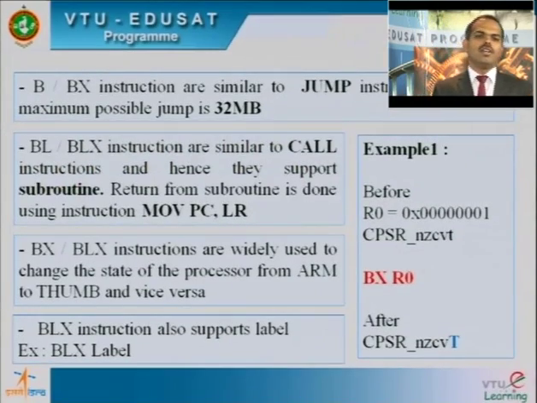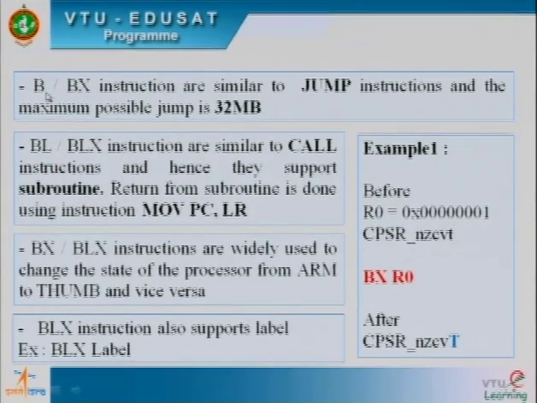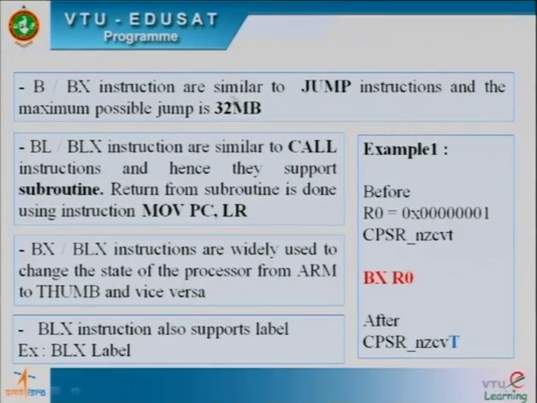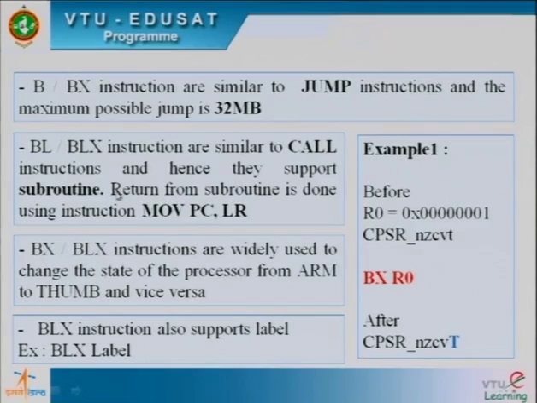What does this say? See the first point here. B or BX instructions are similar to jump instructions, and the maximum possible jump is 32 MB of space. Instructions B and BX are very similar to the jump instruction in 8086 or any other processor. Observe the second one: BL and BLX instructions are similar to call instructions, and hence they support the subroutine.